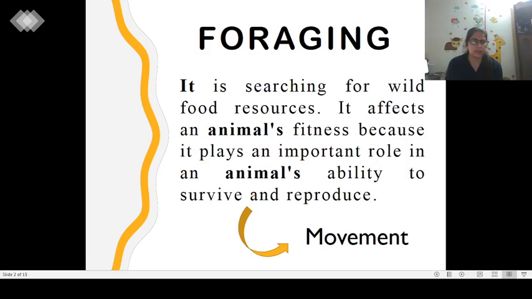Sometimes this movement also occurs along with aggressive behavior when an intruder enters the animal's territory, and this movement ends when that intruder leaves the territory of the given animal species.